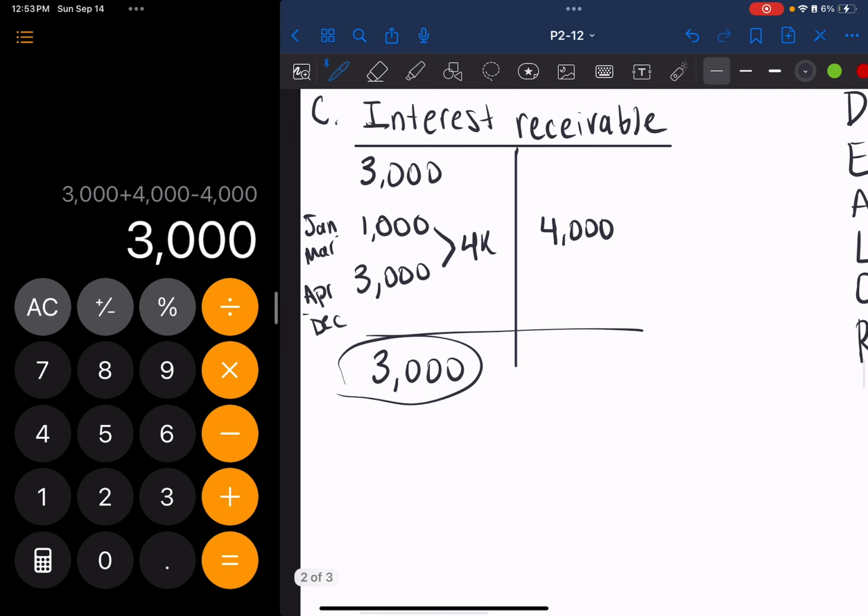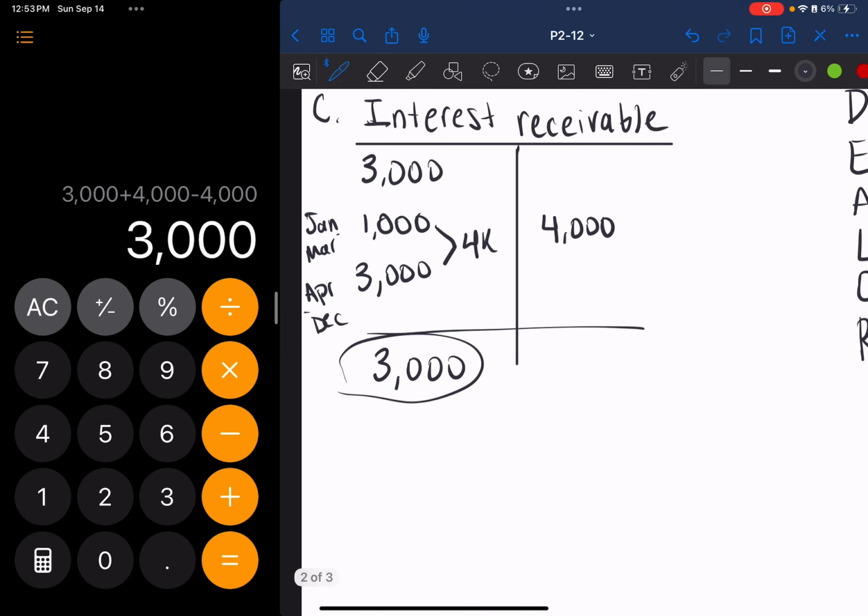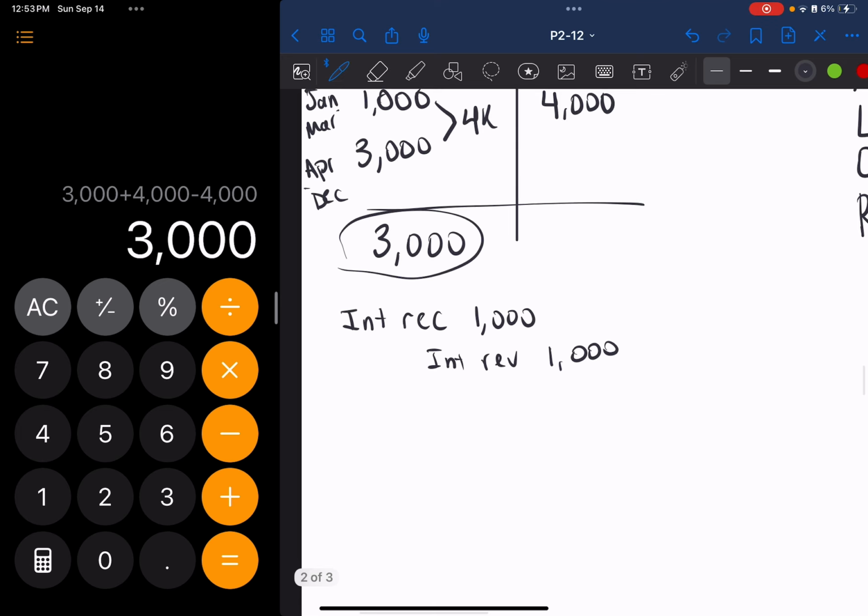So basically, the journal entries would be interest receivable for 1,000, and then interest revenue, and then also the same thing. It would then be 3,000. For this is January through March, and this is April through December.